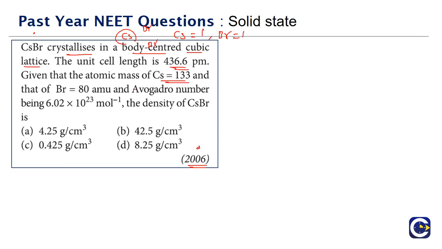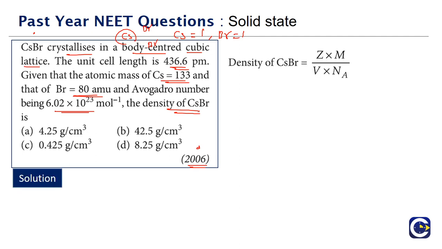Atomic mass of cesium is 133. Atomic mass of bromine is 80. The Avogadro number, they are saying take it as 6.02 into 10 power 23. So we have to find the density of the cesium bromide. The density of ionic substances will have a formula similar to that of the density of metals, but there will be a small difference. So look at the formula.